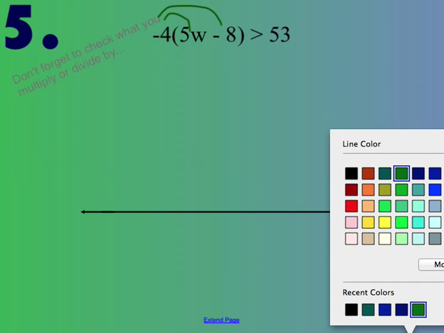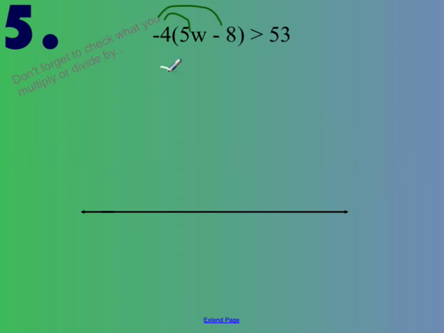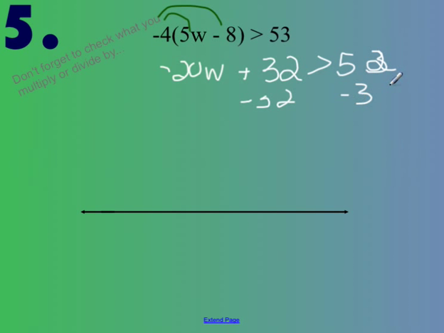So we're going to take -4 and distribute that in. So -4 times 5W is going to give me a -20W. -4 times -8 is a +32, and that's going to be greater than 53. Or 52, I'm sorry. That should be 52. There we go. So now I'm going to go ahead and subtract 32 from both sides, and I get -20W is greater than 20. So I just wanted to make that note. On your sheet, it's 52, so that's why I changed it.